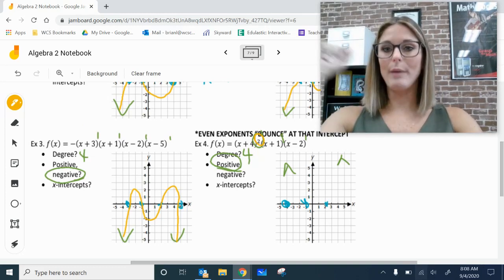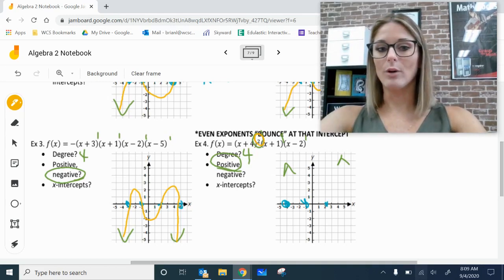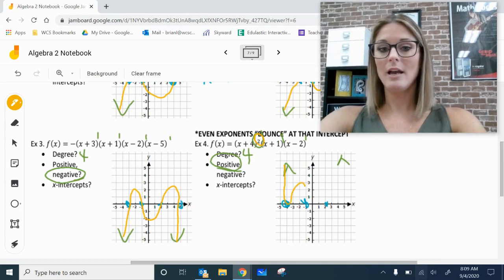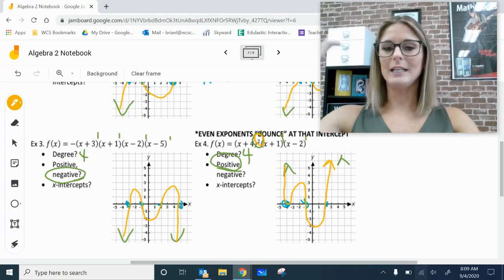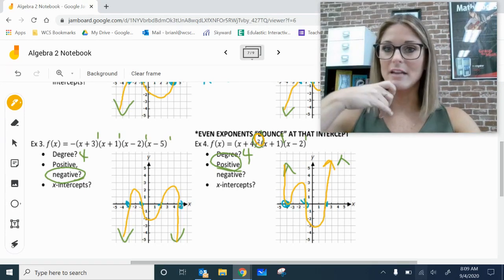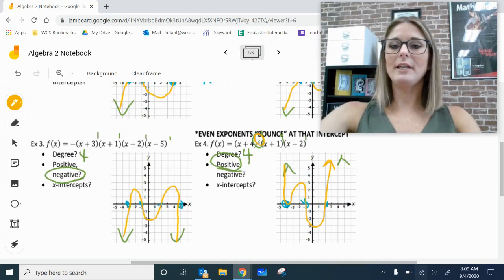On those, you bounce. So we need to bounce where we had a -4. Look at this. I'm going to go down and touch it and bounce away and go through and through. If you do it any other way, you're not going to get your arrows to end in the same way. And that's going to be a clue to you like, oops, I forgot to bounce, or I've done something wrong. Even exponents bounce. The rest of them go through.